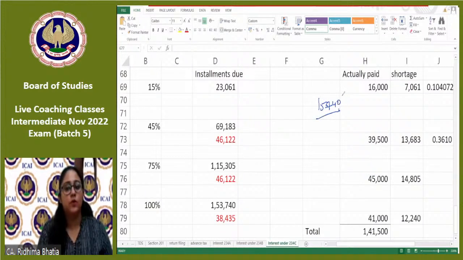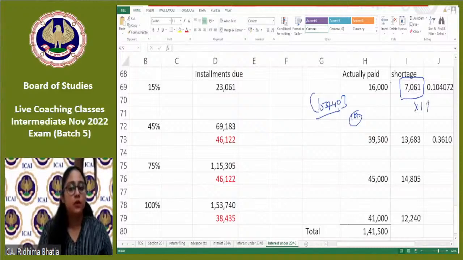153,740. Yes. Now, in the first installment, at least 12% of 153,740 should be deposited. But how much has been deposited? 16,000 divided by 153,740, which is hardly 10%. Hardly 10%. That means on this shortfall, interest definitely would be calculated. So 7061 into 1% into 3.